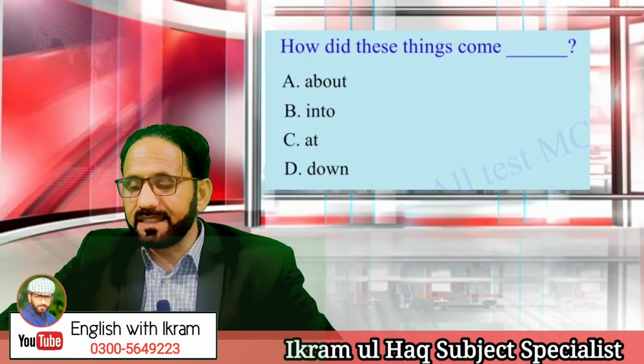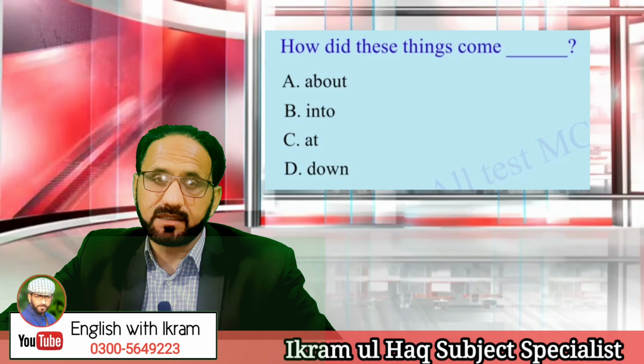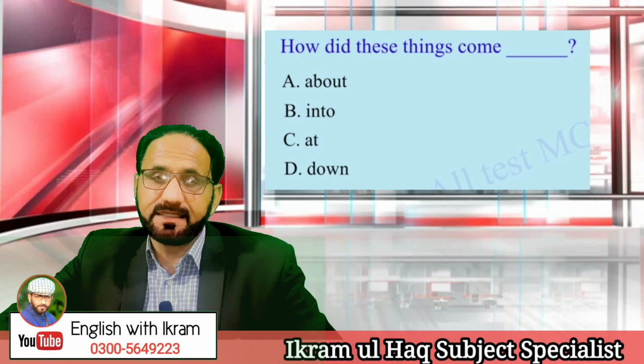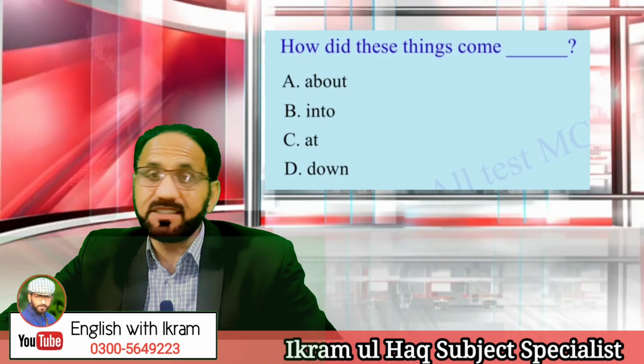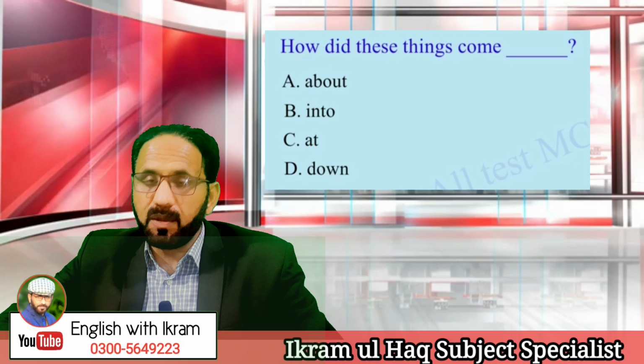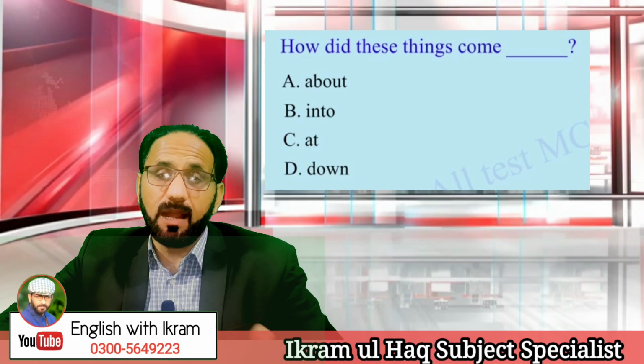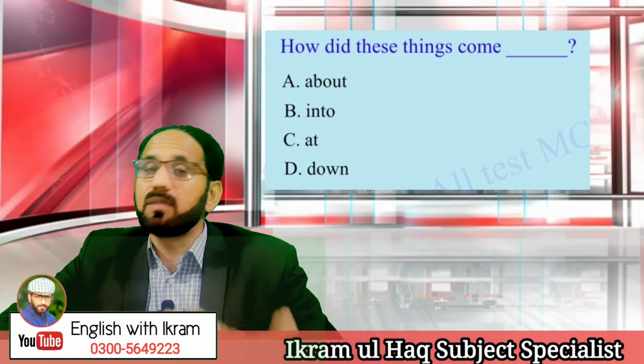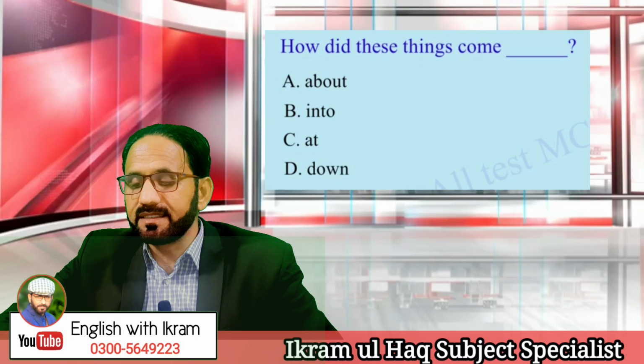How did these things come about? Come about means happen. ये चीज़ें कैसे हुई, ये वाक़या कैसे हुआ. तो come about means to occur, to happen, वाक़या होना, किसी चीज़ का रूनुमा होना. तो how did these things come about?